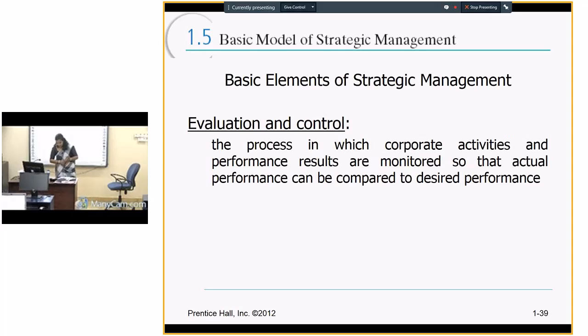Yes, the last step is the evaluation and control. As I mentioned, what do you mean by evaluation and control?